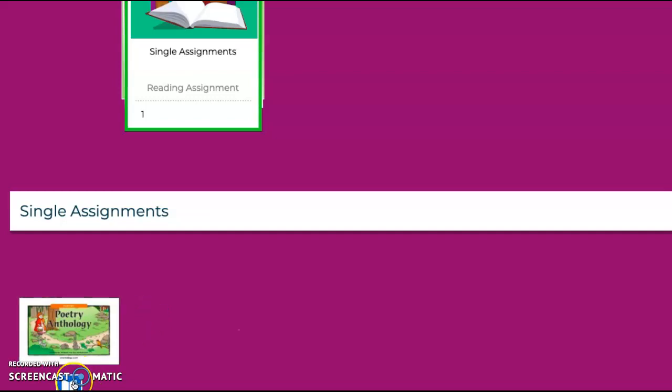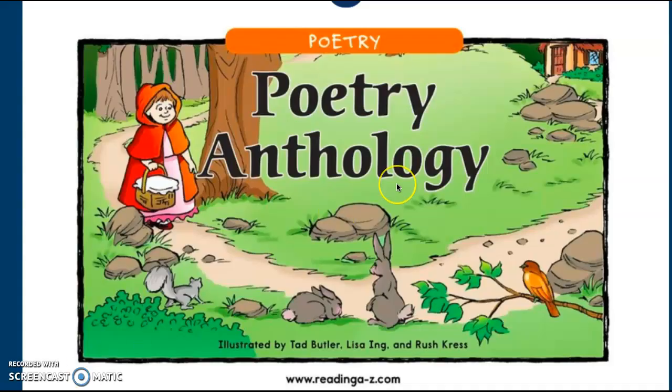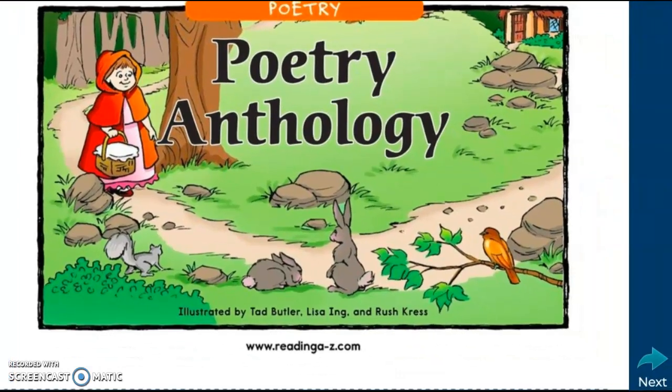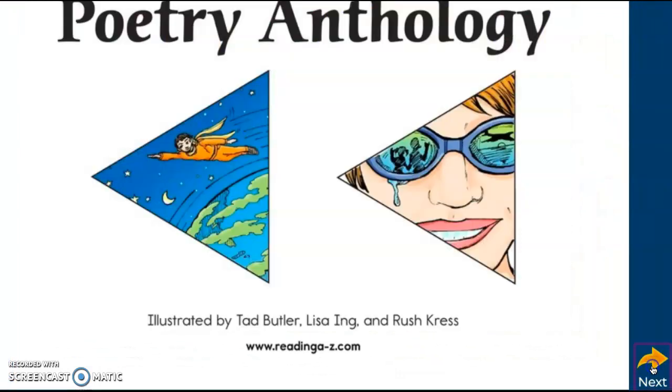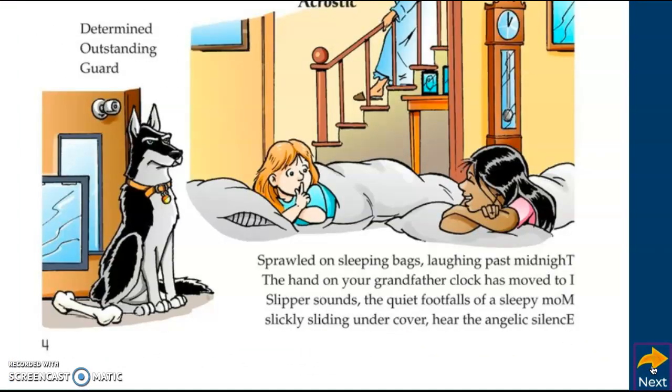Click on the book underneath it. If it has a quiz that goes with it, it will also have a question mark. But the poetry books do not. Go ahead and click on the book, and it will pop up the book that you want to read. And you just read through the book, see what you notice about poetry. Down here, the next button will turn the pages for you.